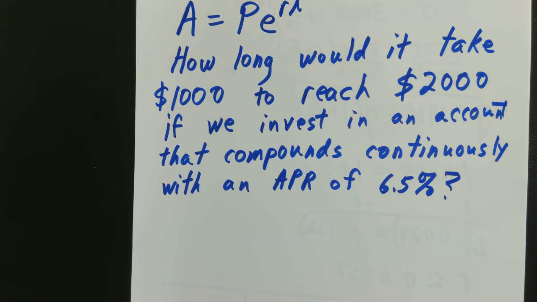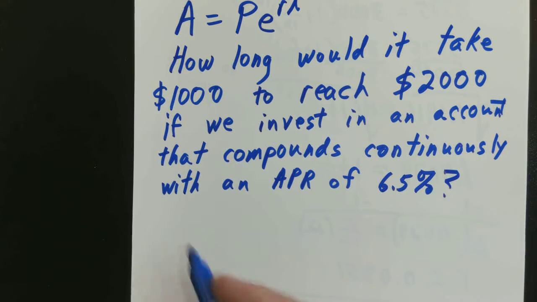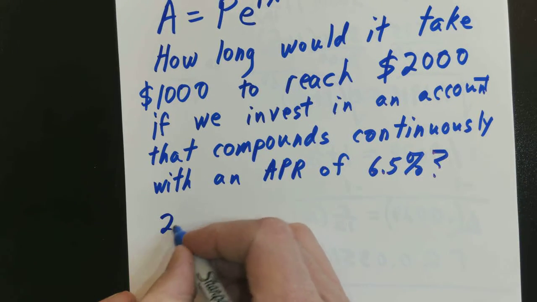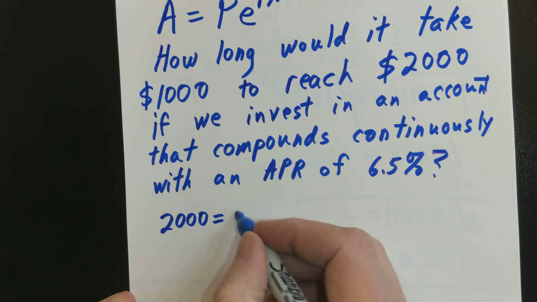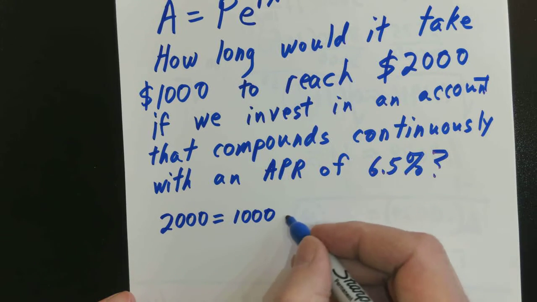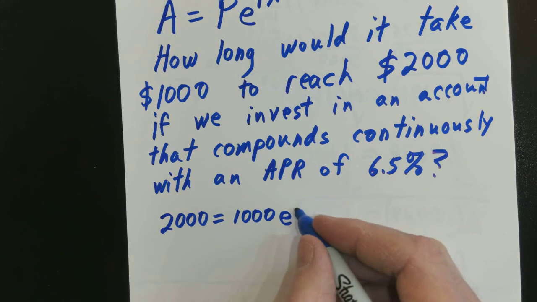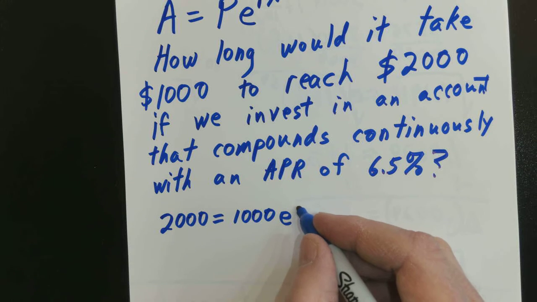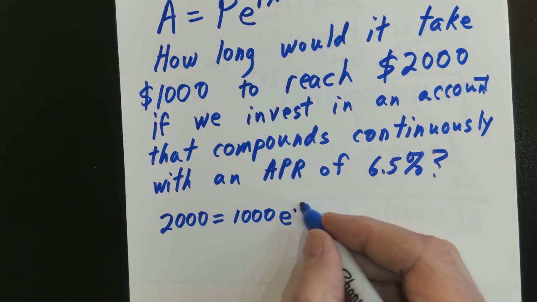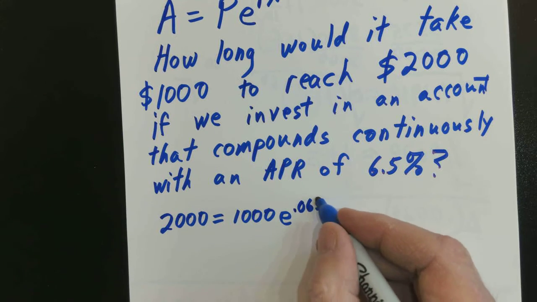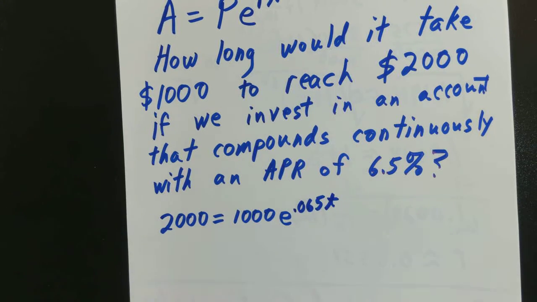Somebody help me with the setup here. Thomas: 2,000 equals 1,000 e to the 6.5 times t power. Okay, help me out with that again. Or it's not 6.5, it's 0.065 times t. Okay.